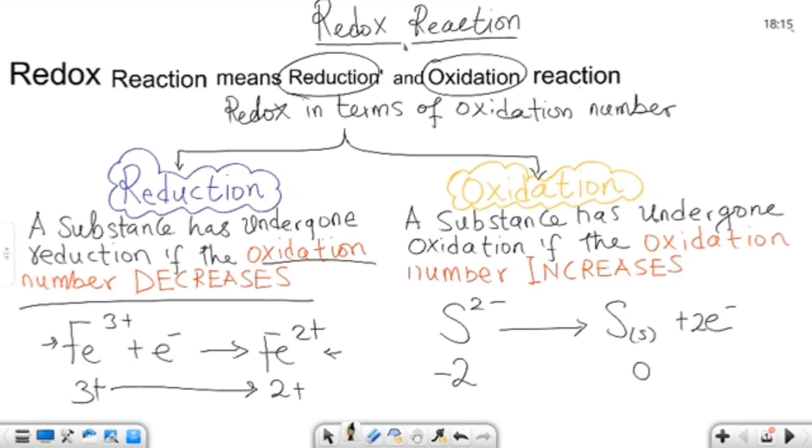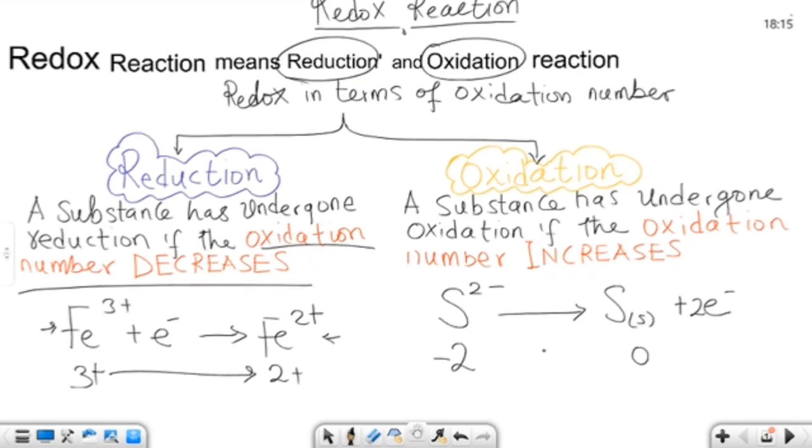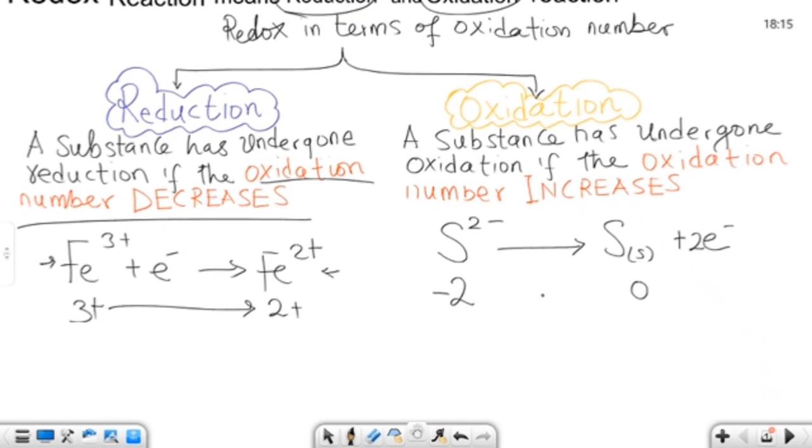Now if you look at this, the oxidation number tends to go up, because if you're moving from the negative side to the positive side, that means the number is going up. So sulfur in this case is undergoing oxidation. In case you are confused about the negative value, let's look at another example.